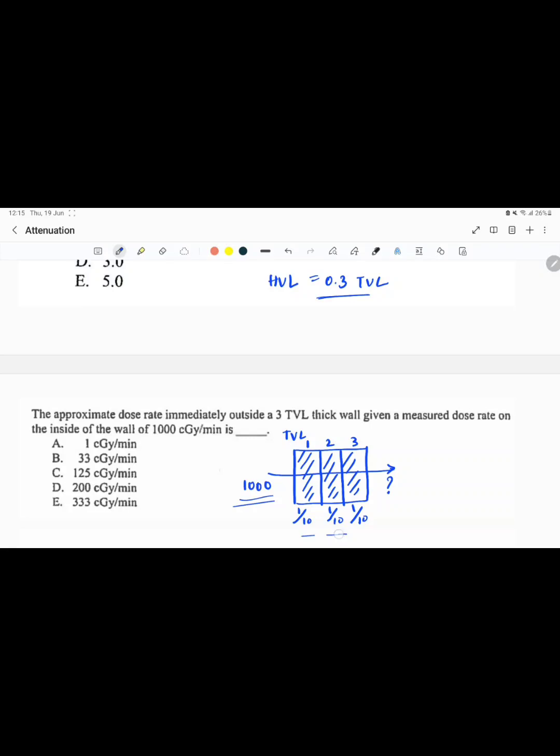With the second TVL again it is reduced by 1/10, and with the third TVL it is reduced again by 1/10. So 1000 divided by 10 into 10 into 10, which gives us 1. The answer is 1 centigrade per minute.